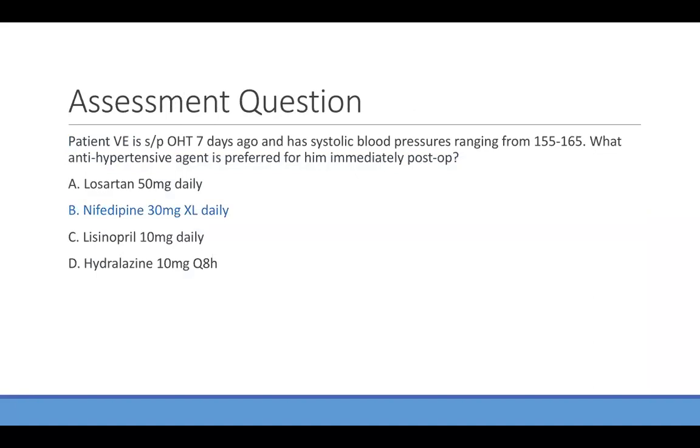B. Yes, exactly. It would be nifedipine. Like I said, you want to avoid ACEs and ARBs, especially if someone was transplanted 7 days ago. And calcium channel blockers have really been shown to be the preferred agent in all of our organs.